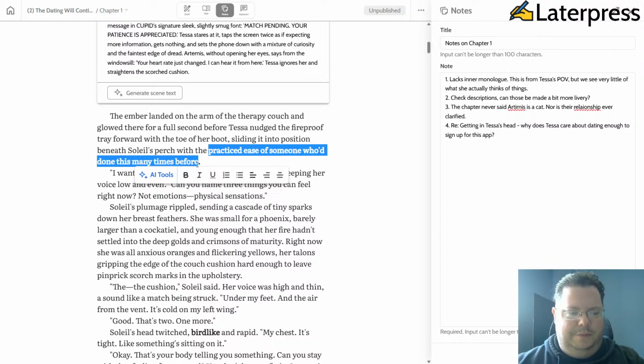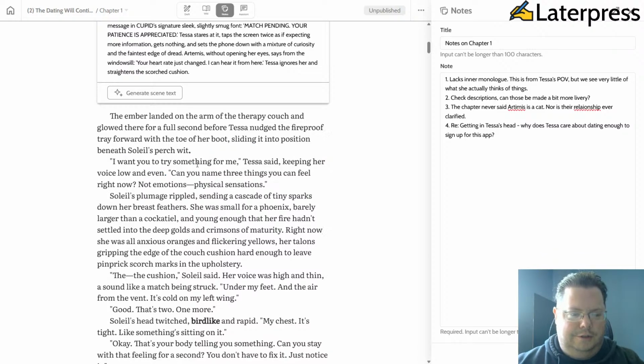Sliding into the position beneath Salil's perch. She maintained eye contact with... We don't establish that as a phoenix here in this first paragraph.